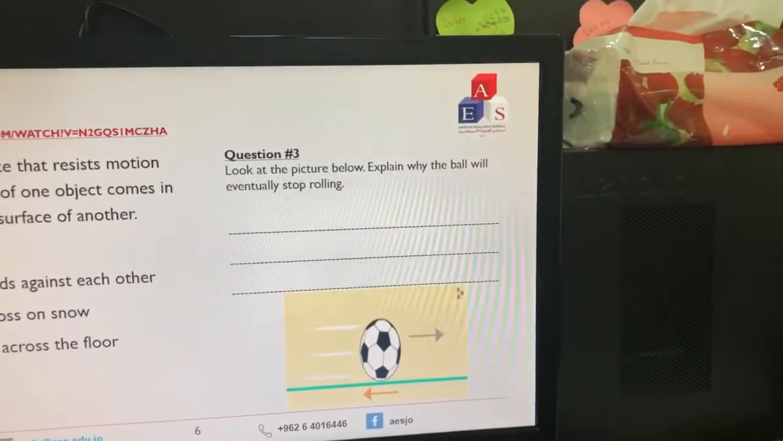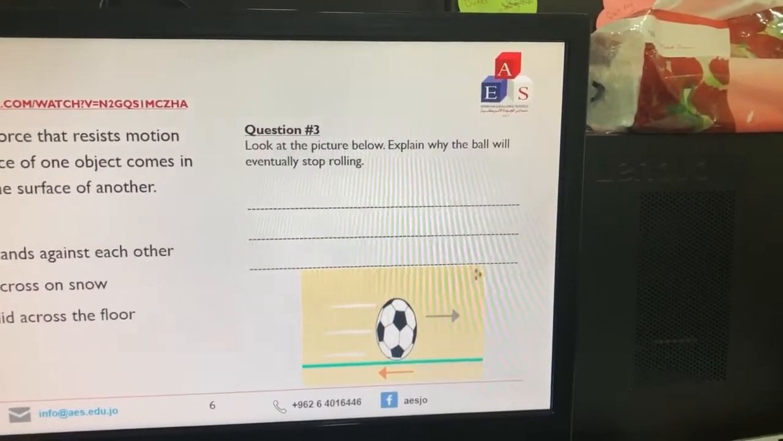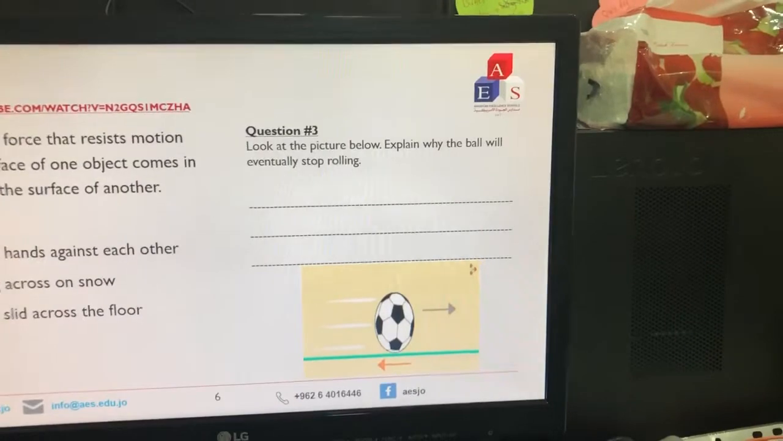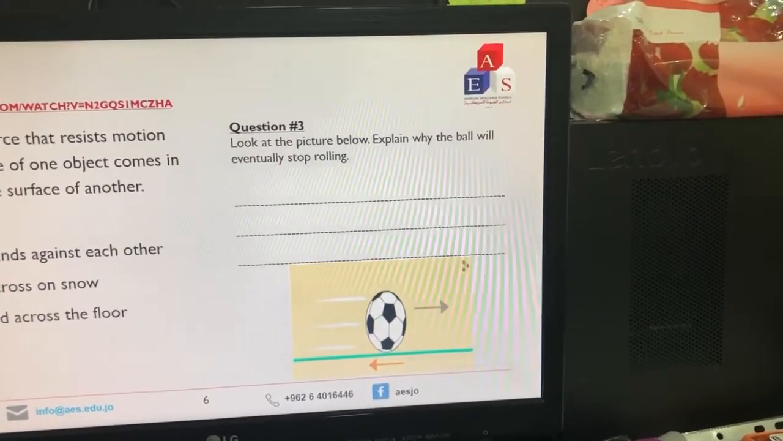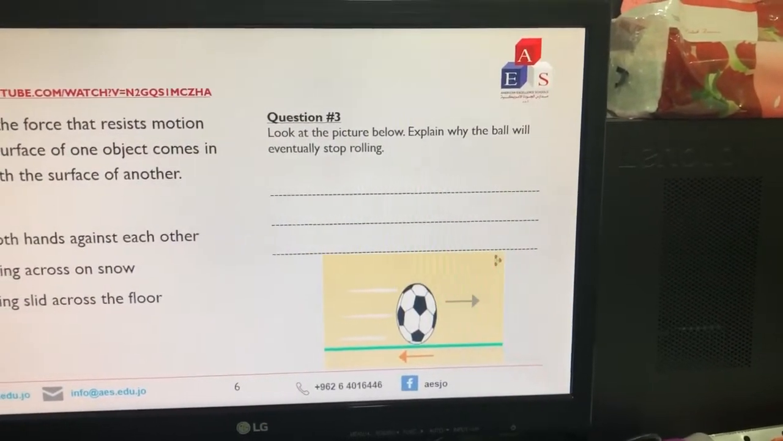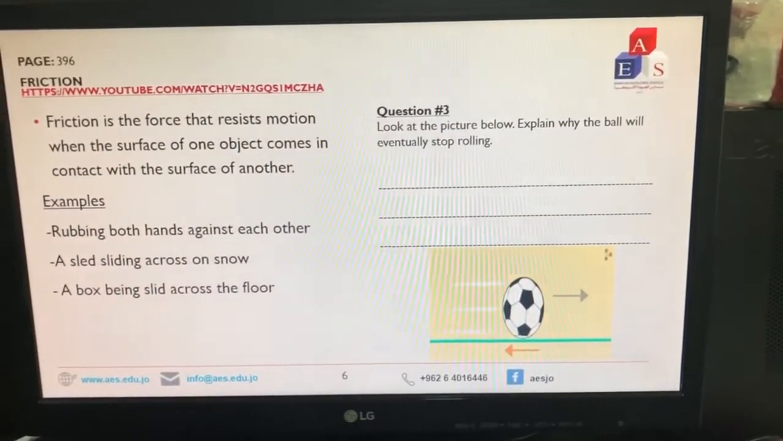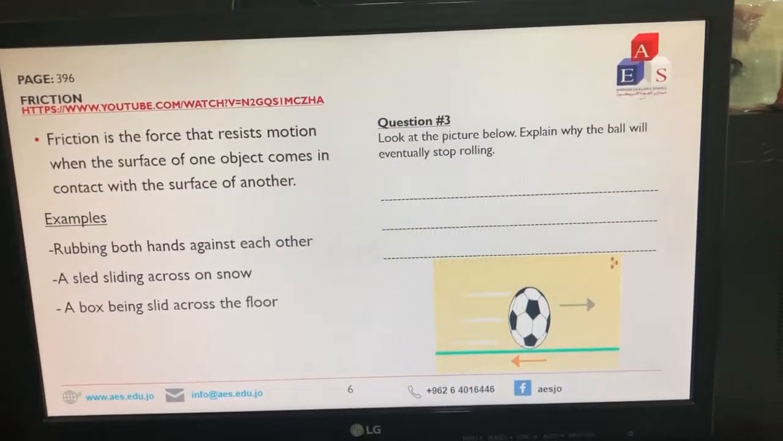Okay, question number 3. It says, look at the picture below. Explain why the ball will eventually stop rolling. So grade 6, imagine that you had a football in your hand and you rolled it against the floor. Why will the ball eventually stop rolling? So talk about in terms of force, why the ball will eventually stop and it won't keep going on and rolling.